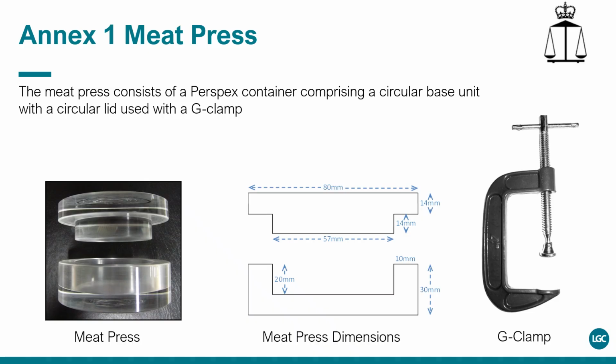The design specifications for the meat juice extraction press are shown. The meat press consists of a perspex container with a circular base unit and lid and a G-clamp. The dimensions of each of the press components are as illustrated. A G-clamp with a jaw size of approximately 100 to 150 mm is required. The precise dimensions of the clamp are not important, provided the clamp fits around the press and permits the two press halves to be pressed together.